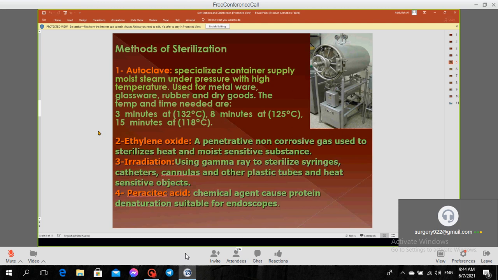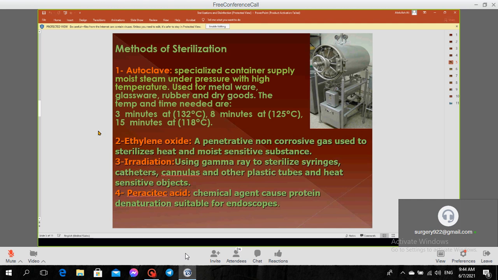This is not the usual autoclave. This is a specialized autoclave container, supplying moist steam under pressure with high temperature, used for metalware, glassware, rubber, and dry goods. The temperature and time needed are 3 minutes at 132 degrees centigrade, or if the temperature is decreased, we should increase the time, or 8 minutes at 125 degrees centigrade, or 15 minutes at 118 degrees centigrade. This is, as you see in the picture, a specialized autoclave, not the usual kitchen autoclave.